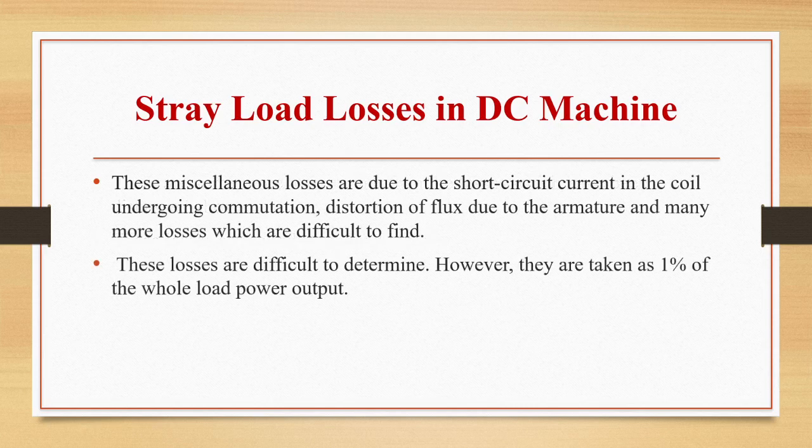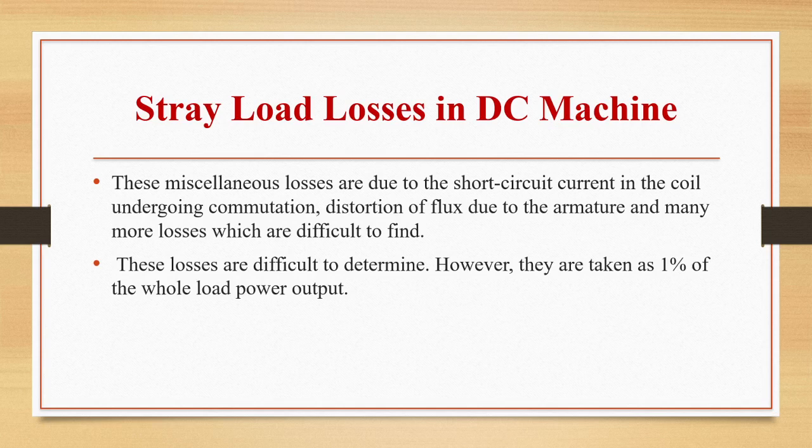Stray load losses are the miscellaneous losses. They are due to the short circuit current in the coil undergoing commutation. So these three are the main losses, students. Iron, copper and mechanical are the three main losses. Apart from this, stray load losses are also there in the DC machine, which we can consider or neglect, because they are only about 1% of the whole load power output. They are very negligible and usually can be neglected.